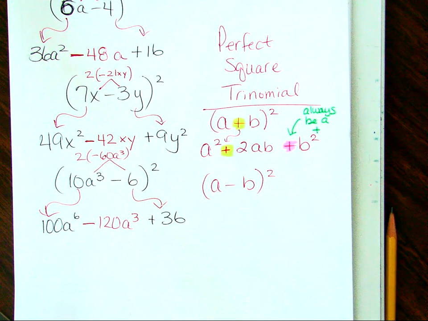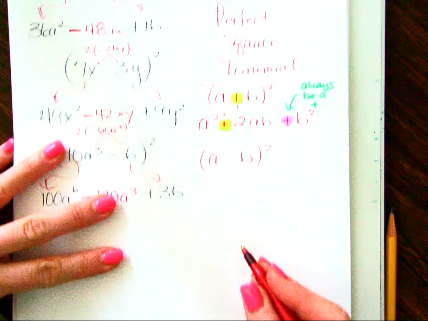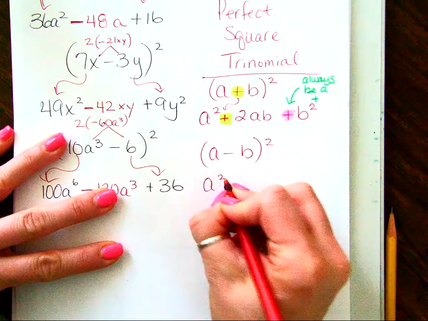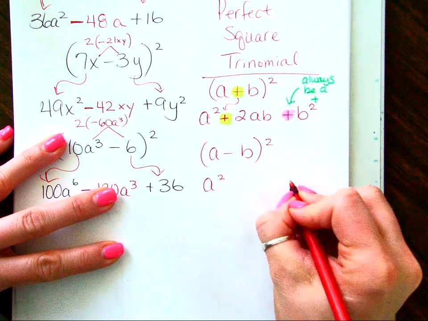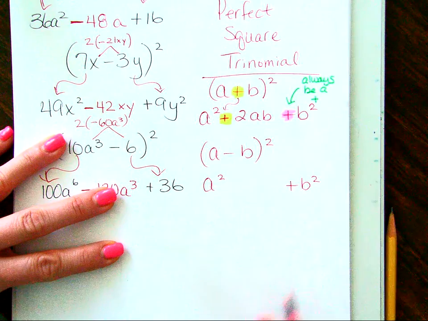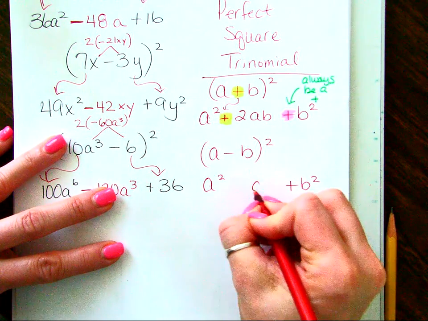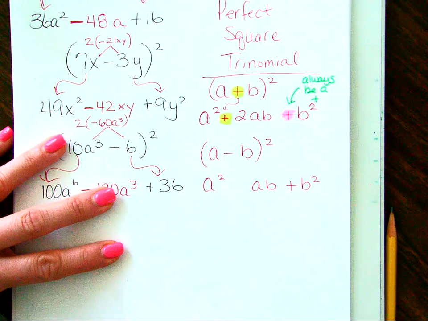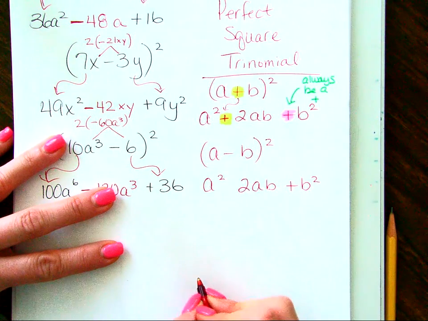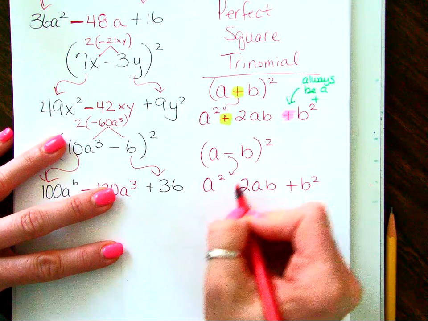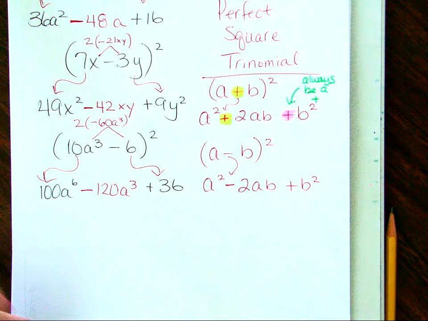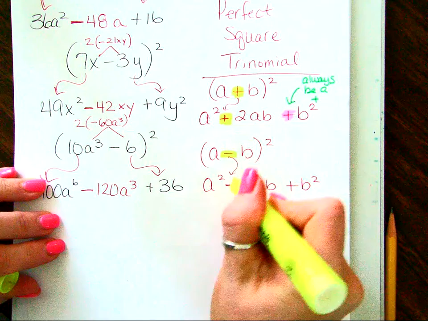This just means take your a and square it. This is always a plus, right? Because negative times negative is positive. Multiply your a and b together. Double it, except now, whatever sign is there goes there, okay?